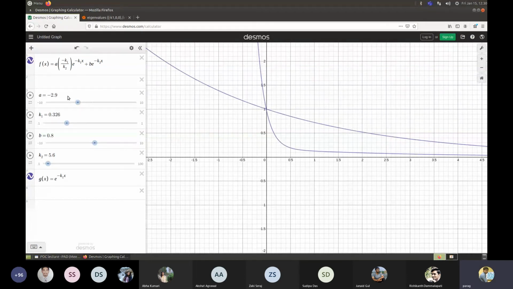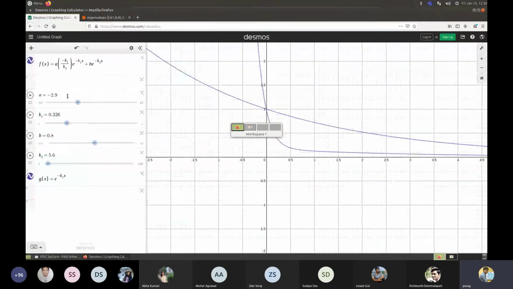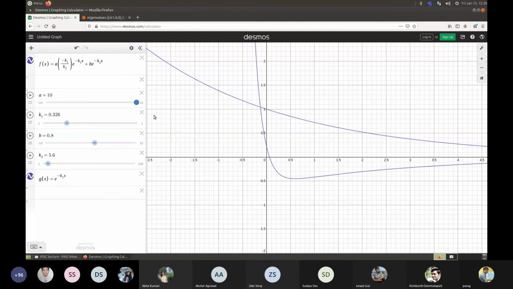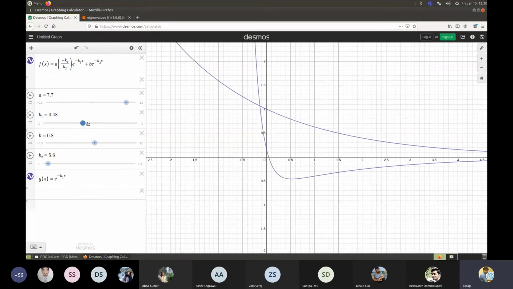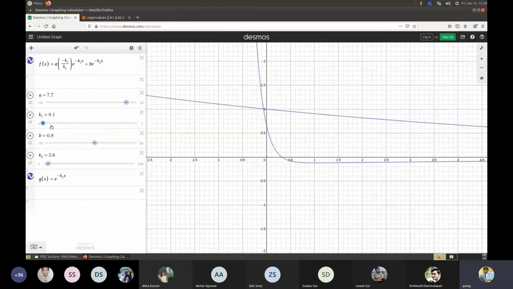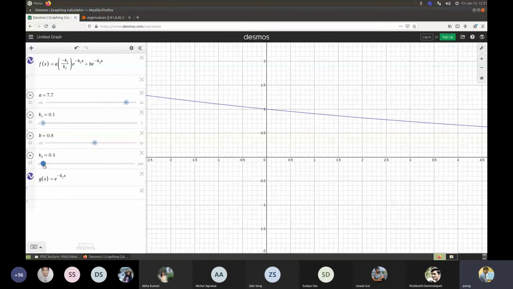So have we incorporated everything fully? C2, that is fine. Minus K1 by K2 e to the power this thing. So this is the correct, this is the complete expression. Okay. You see, as the value becomes very low, the dynamics changes.